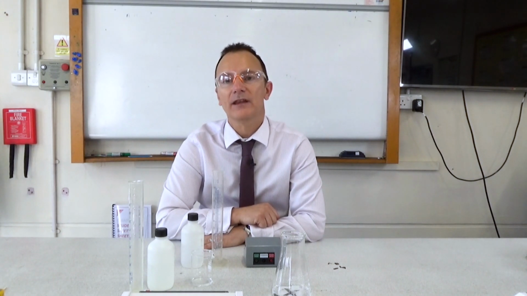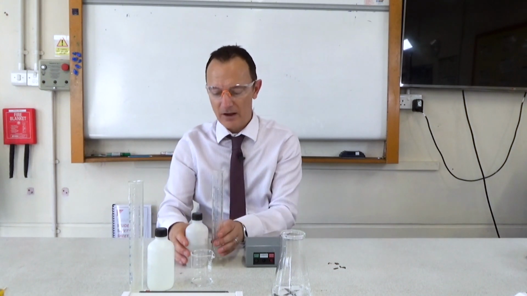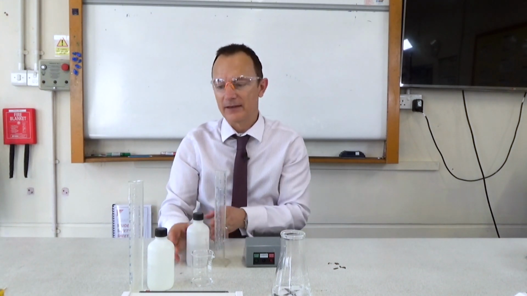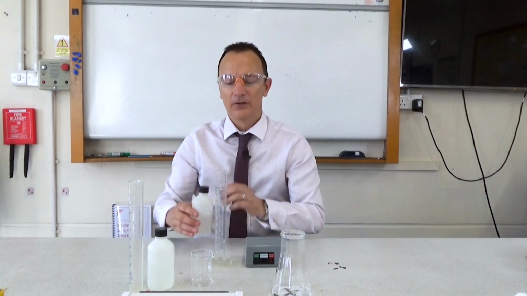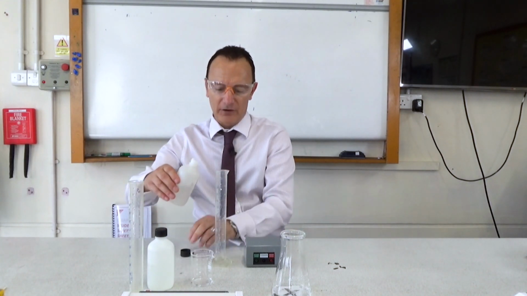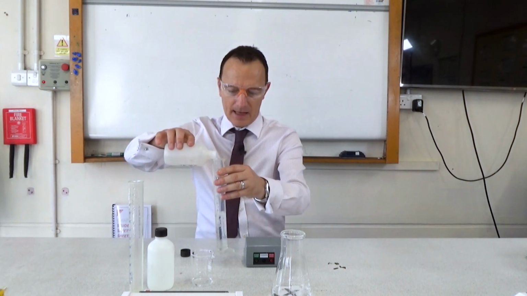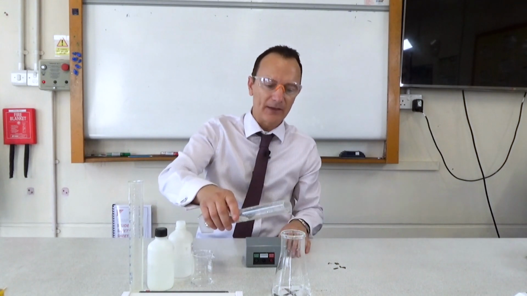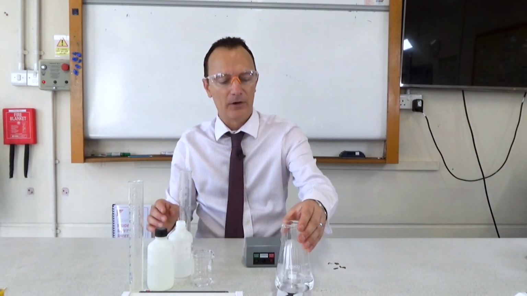So it's really important you stress to your students to use a separate measuring cylinder and make sure they know which one is for the hydrochloric acid and which one is for the sodium thiosulfate. So here we go with the 50 centimeters cubed of the hydrochloric acid. And when we add that to the flask, we start the stopwatch straight away and give it a swirl.